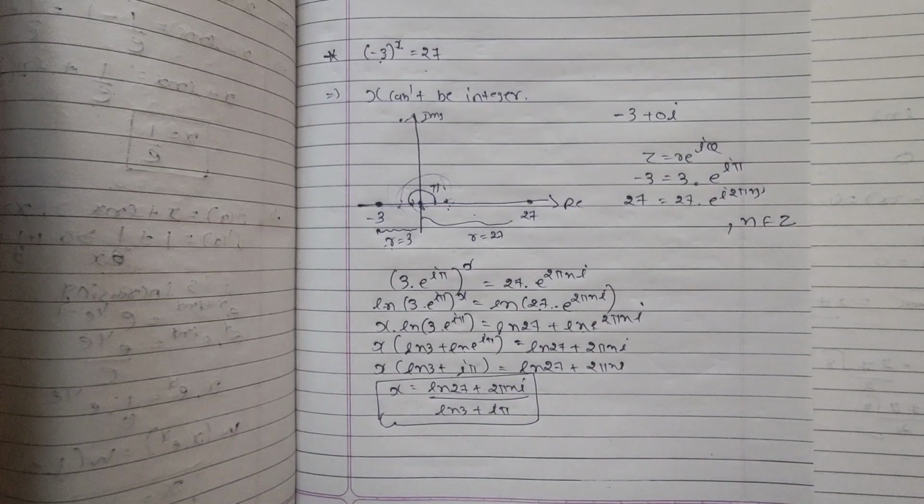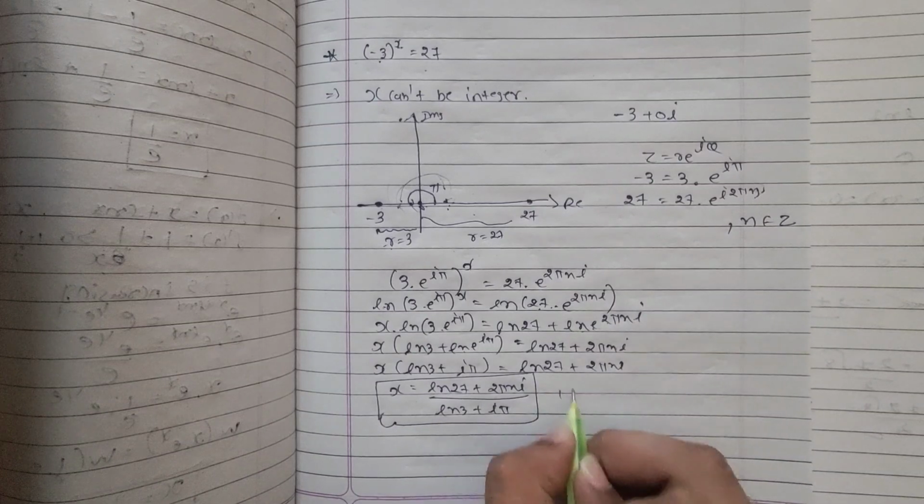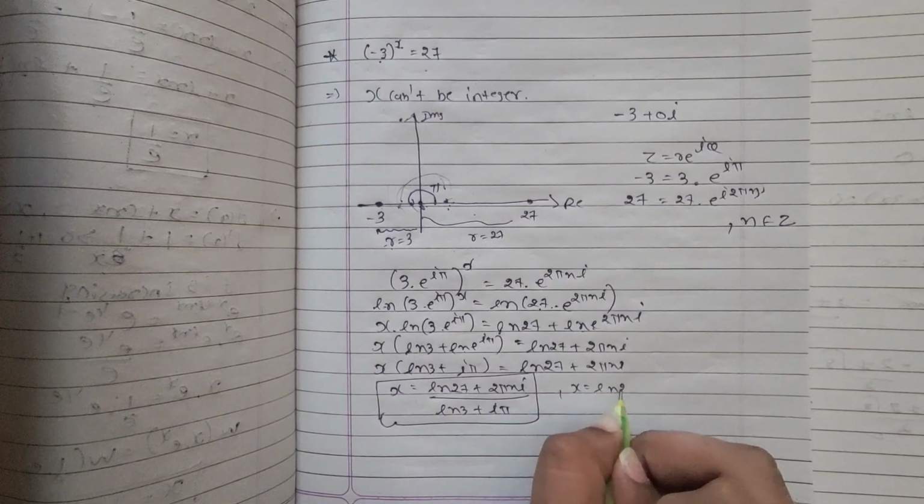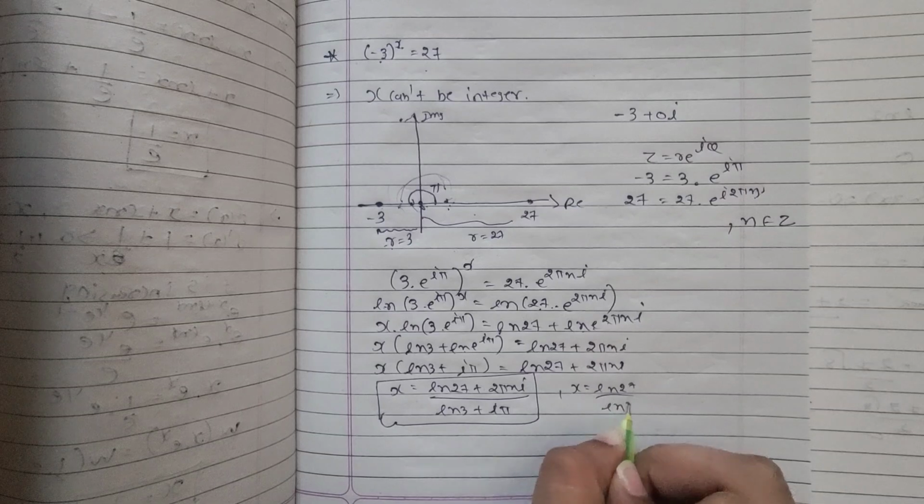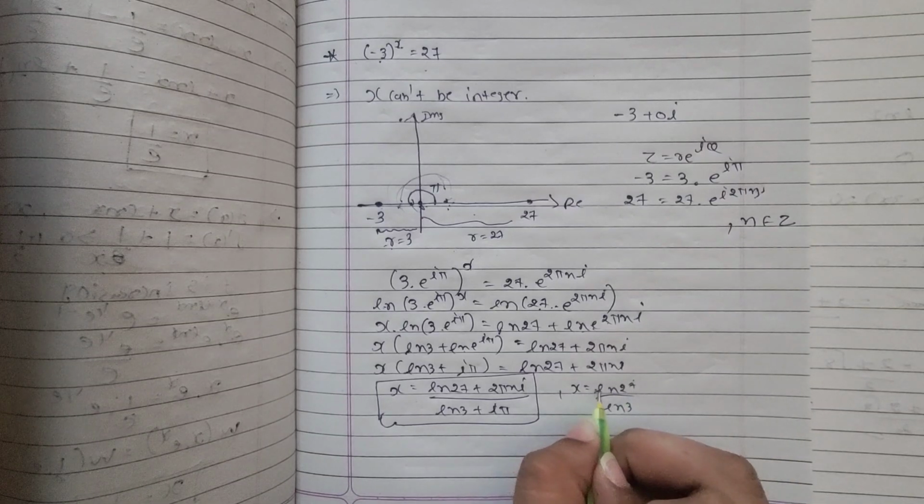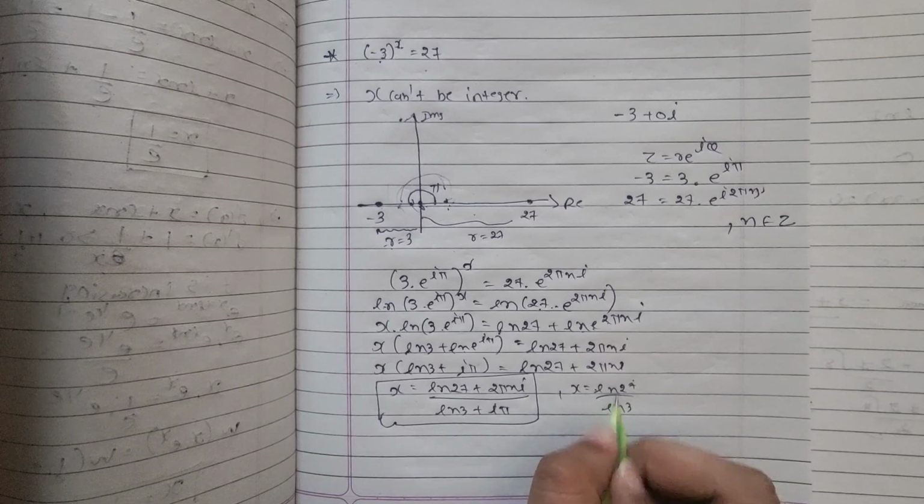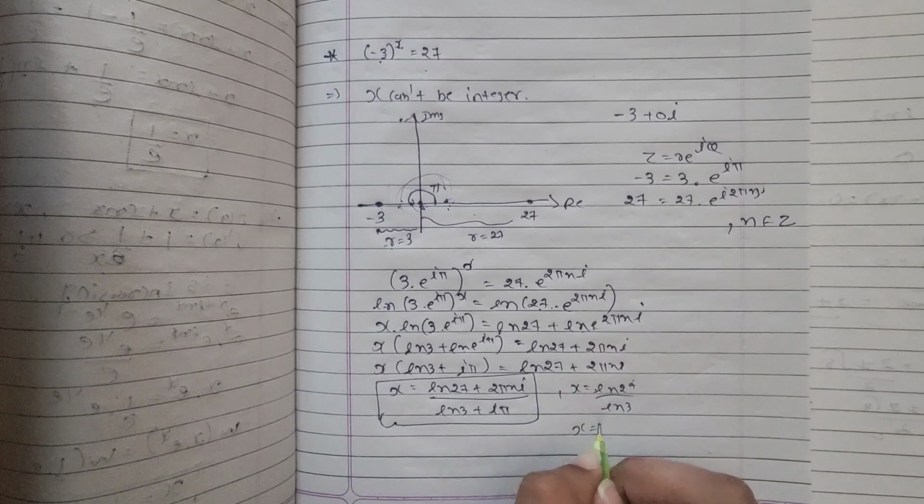So now if you pay attention in this solution, this is our final answer. By the way, this is our final answer, but now pay attention. This is where the main concept starts. If you put n equal to 0 here, and this part is also not here, right? So our answer will be only x equal to ln 27 by ln 3. In 27 I can write 3 raised to 3, so 3 will come here, so 3 into ln 3 divided by ln 3, ln 3 will get cancelled out, so x equal to 3 will be our answer.